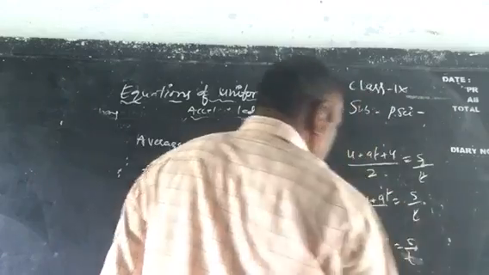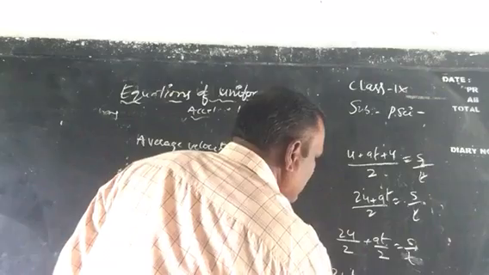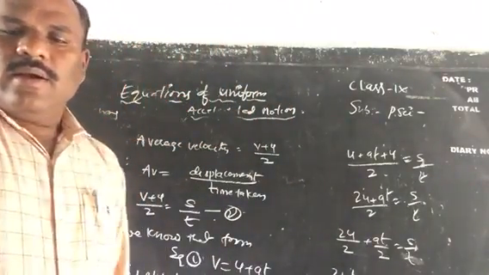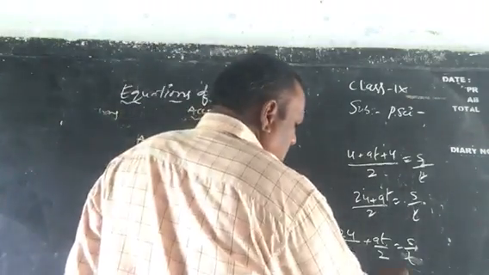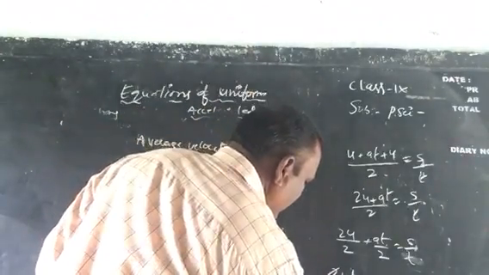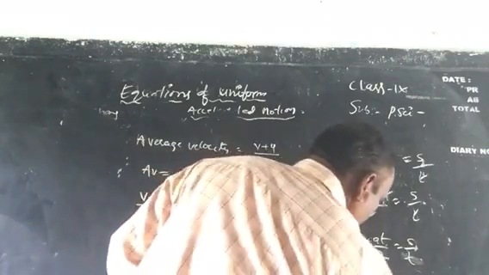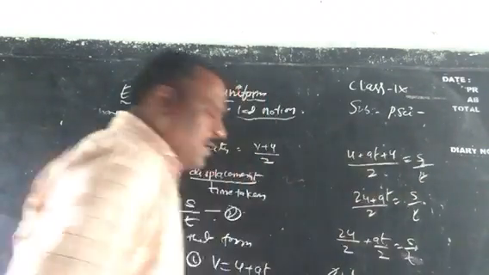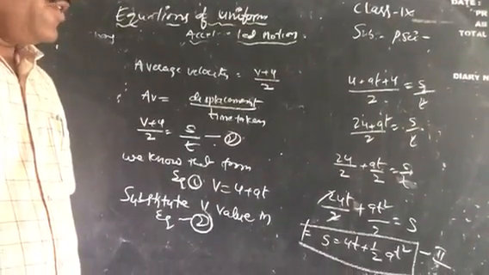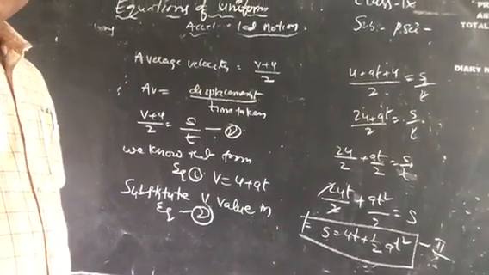Now, children, here ut plus at square by 2 equal to s. Understand, children? Now the 2 is cancelled. Now you can write s equal to ut plus half at square. So this is the second equation: s equal to ut plus half at square, equation 2.